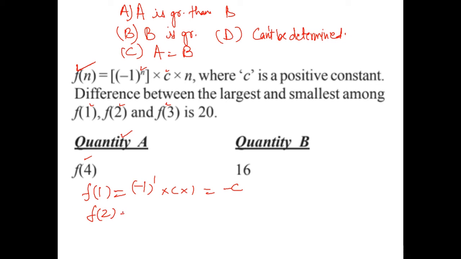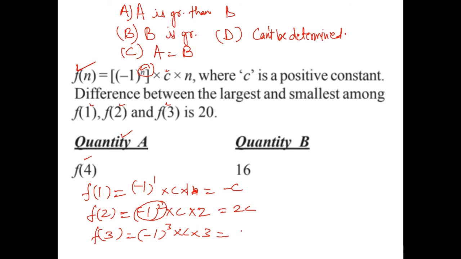f2 would be equal to, similarly, minus 1 power 2 into c into n, where n is equal to 2. So minus 1 squared is 1, into 2 into c, so we have 2c. Similarly, f3 would be equal to minus 1 power 3 into c into 3. Minus 1 power 3 is minus 1, into 3 into c, which is equal to minus 3c.